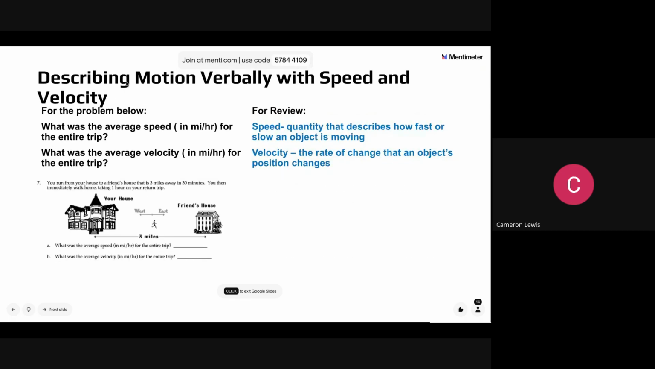These slides are already up on Blackboard, so in your free time, this is how you can go through them. I put it in the same order. So let's now talk about the same type of problem. We're looking at speed and velocity.